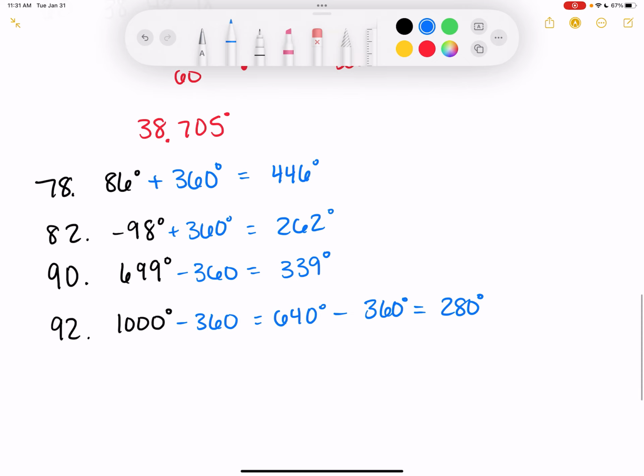Write an expression that generates all coterminal angles with each angle. 225 degrees.